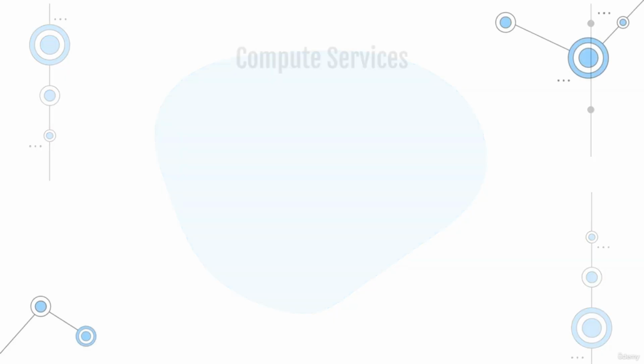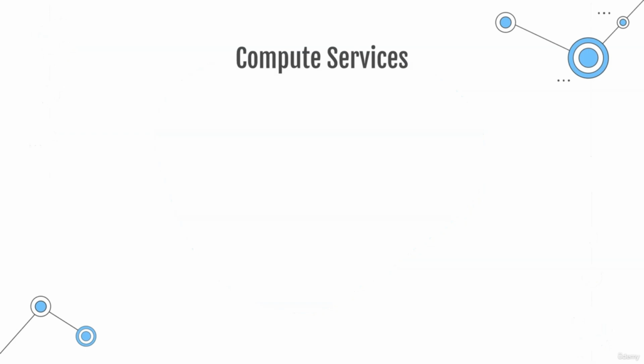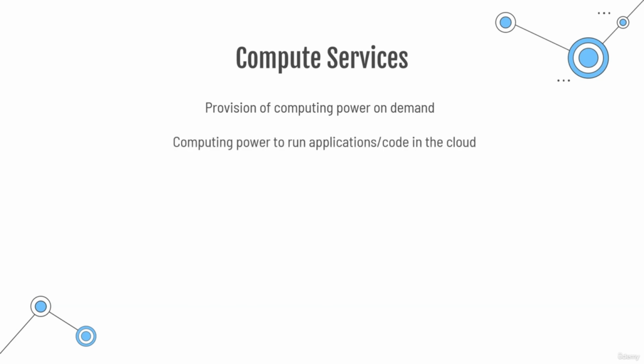Let's talk about compute services. First of all, let's quickly understand what it means to have compute services. What is compute referring to? Whenever we want to run an application or execute some code, we need compute power so that these processes, these tasks can be executed. And this is what we can use the Azure Compute Services for: to get access to the computing power to, for example, run applications or execute code in the cloud.